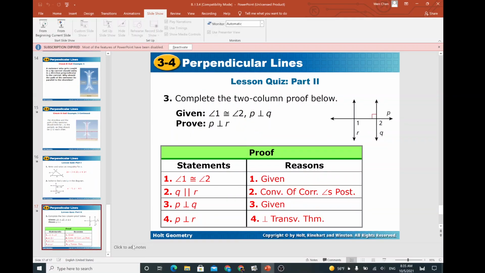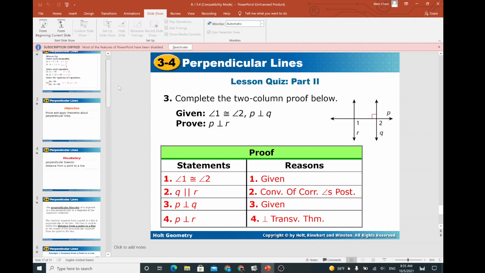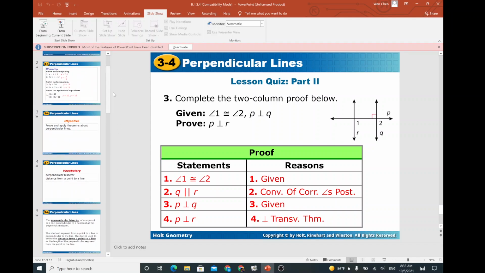Okay, that's it. This one is a short lecture. Feel free to go back to the previous part of the lecture for proving parallel lines or congruent angles.